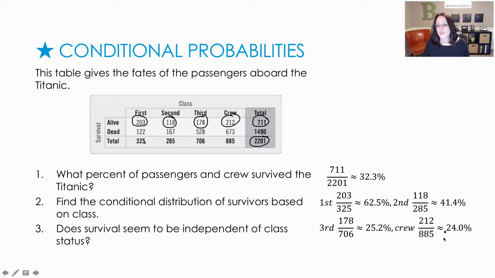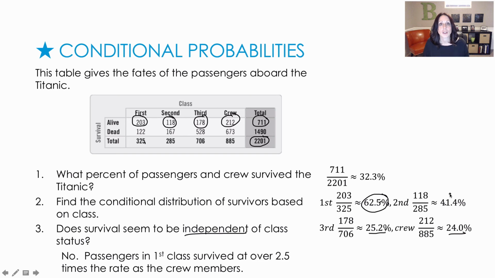And looking at these values, it's very clear some of the patterns that we can see in the data. Because first class passengers, 62.5% of them survived the Titanic, as opposed to 25% or 24% of the third class or the crew. So looking at question 3, does survival seem to be independent of class status? If it were independent, all of these percentages would be the same. These are not the same percentages. So it does not appear that they are independent, because first class passengers survived like 2.5 times as often as a third class or a crew passenger.